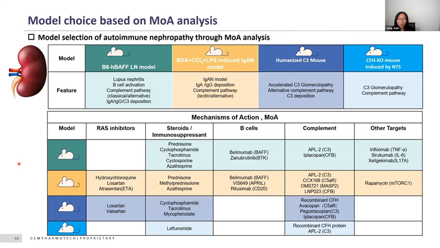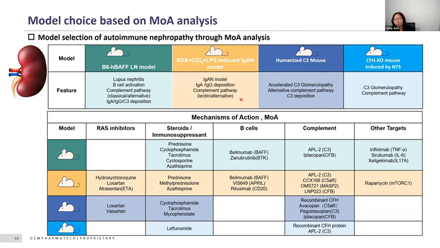So here, we summarize the animal model again. We have generated the different autoimmune kidney disease models, like the humanized BAFF lupus nephritis model, the BSA-induced IgA model, the humanized C3 mice model, and also the CFH KO mice. Each disease model has a distinguished pathogenesis. Like the B6 humanized BAFF model, it is featured with B cell activation, and it activates the complement pathway through classical and alternative pathway.